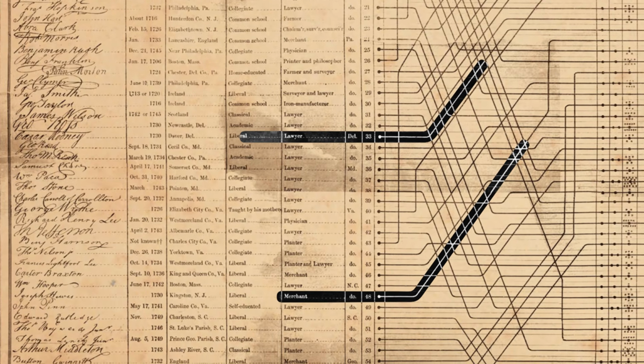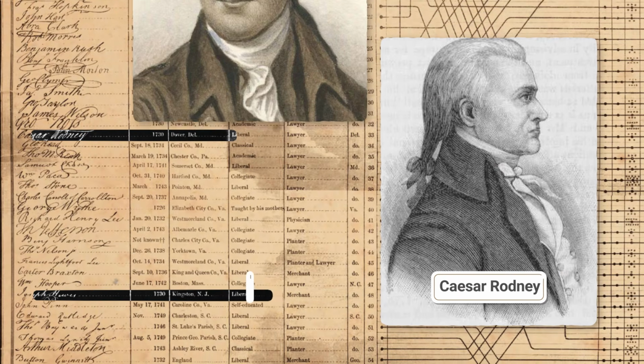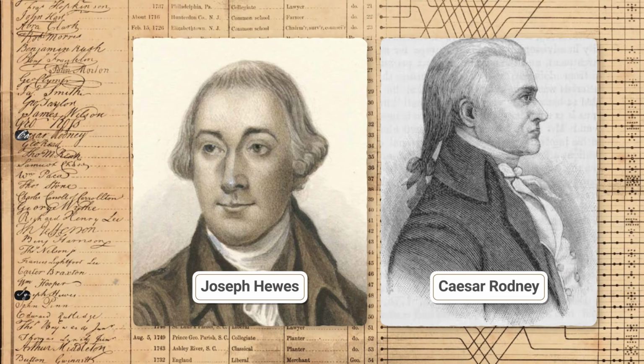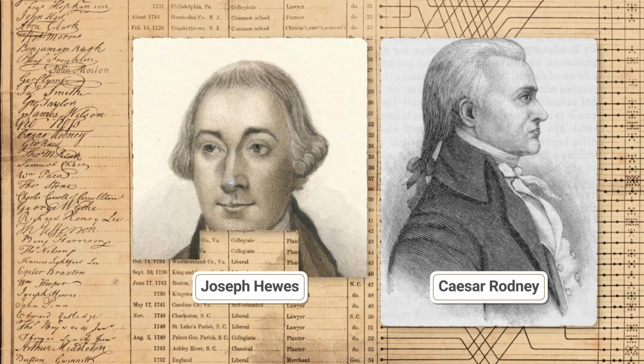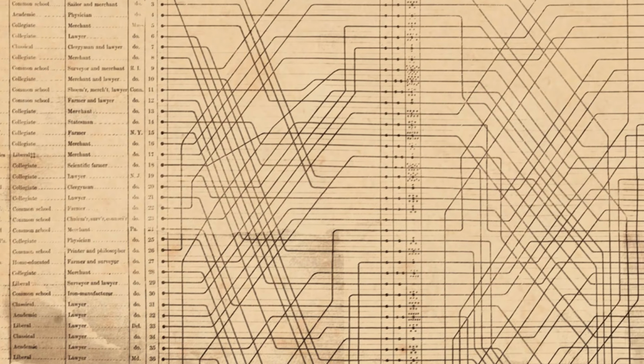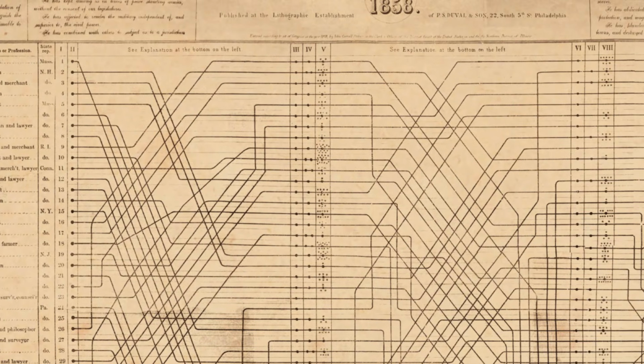And we end up with Caesar Rodney and Joseph Hughes. In Hughes' case, he was engaged, but his fiancée died suddenly just a few days before the wedding. Now, being that column 4 represents marriages, you can probably guess what column 5 represents. It represents how many children each signer had. So the person with the most dots had the most kids.